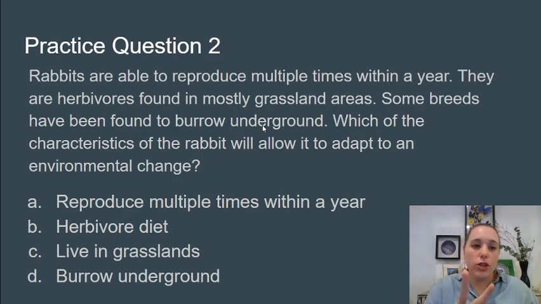All right, question number 2. Rabbits are able to reproduce multiple times within a year. They are herbivores found in mostly grassland areas. Some breeds have been found to burrow underground. Which of the characteristics of the rabbit will allow it to adapt to an environmental change? A, reproduce multiple times within a year; B, an herbivore diet; C, live in grasslands; or D, burrow underground.